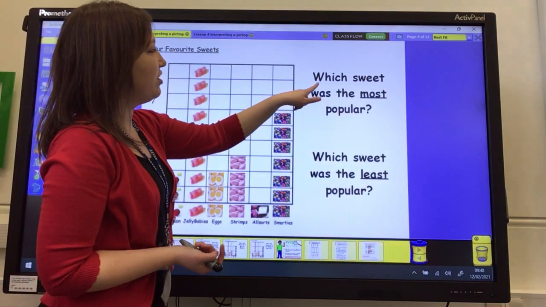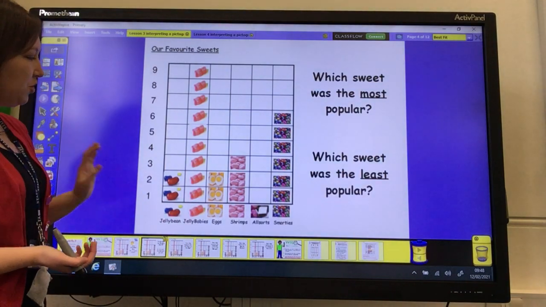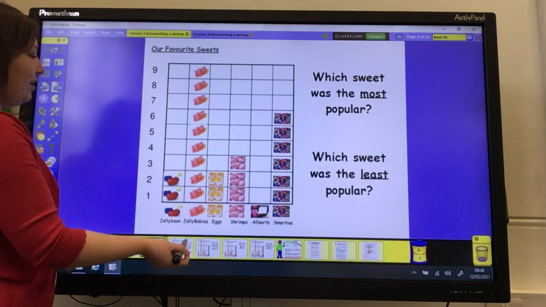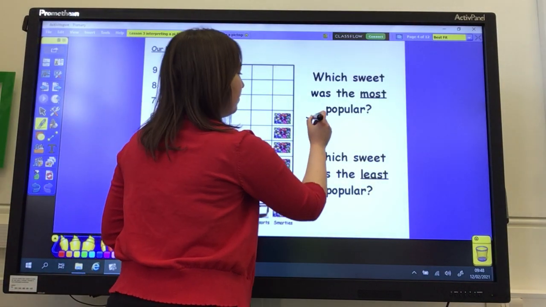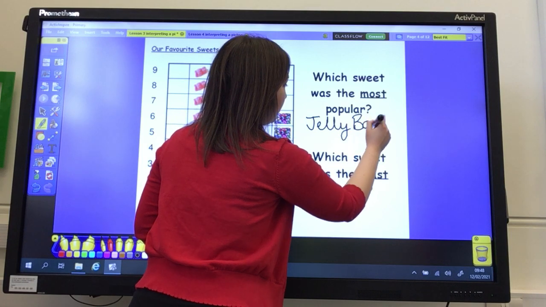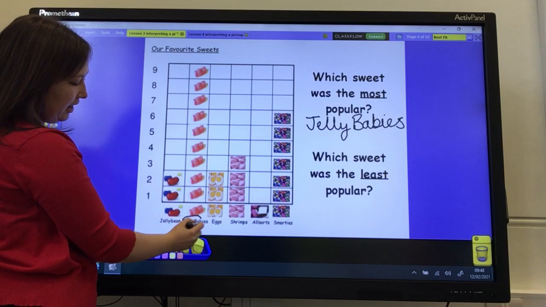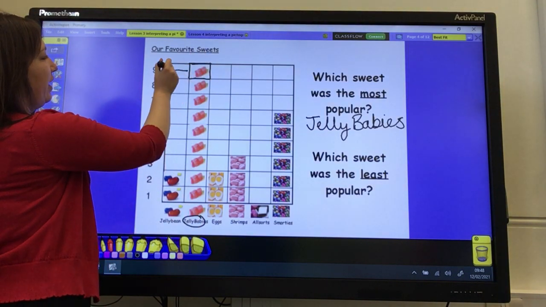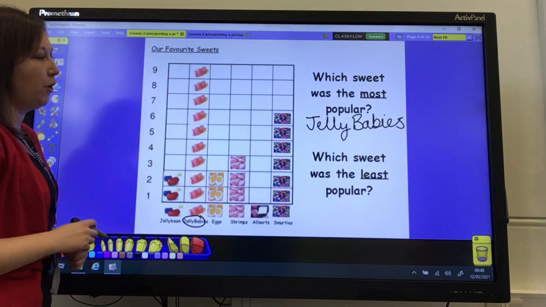And then we've got two questions. Which sweet is the most popular? We'll do that one first. Which sweet on here is the most popular? Well done if you said it was jelly babies. And you will have noticed that because the jelly babies here is the tallest category, the tallest column, and it goes up to 9. So well done, that is the most popular.